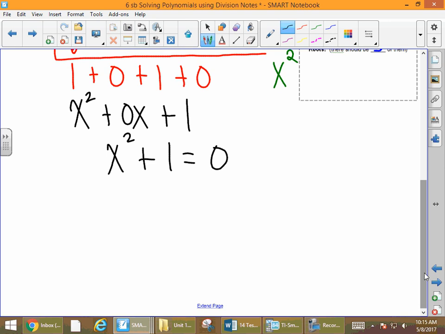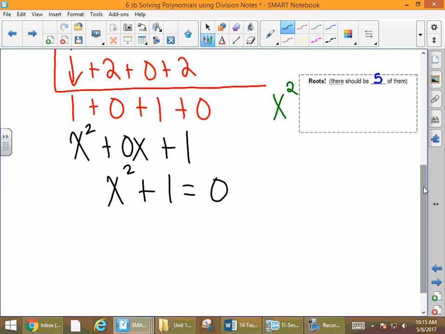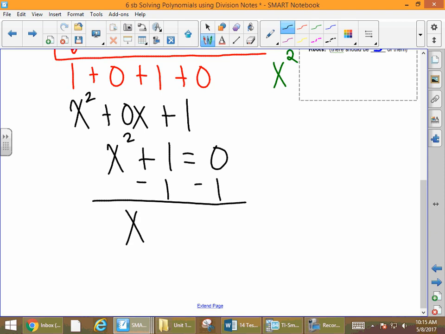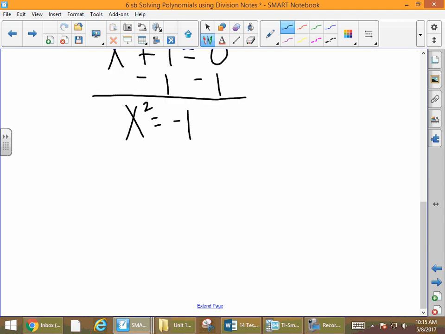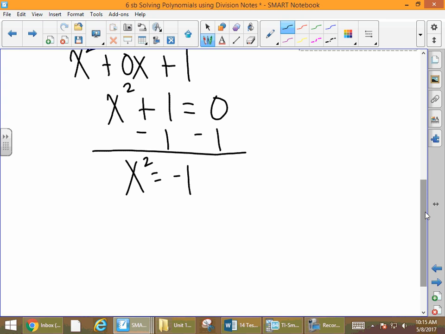And now we'll solve. We still have 2 roots to get. Someone told us that we need to be looking for 5 roots, and we do because our highest degree term is 5. We're going to subtract 1 from both sides. And we get x squared equals negative 1. The inverse operation of squaring is square rooting. So we end up with x equals, well, what's the square root of negative 1? In fact, it's going to be plus or minus i.